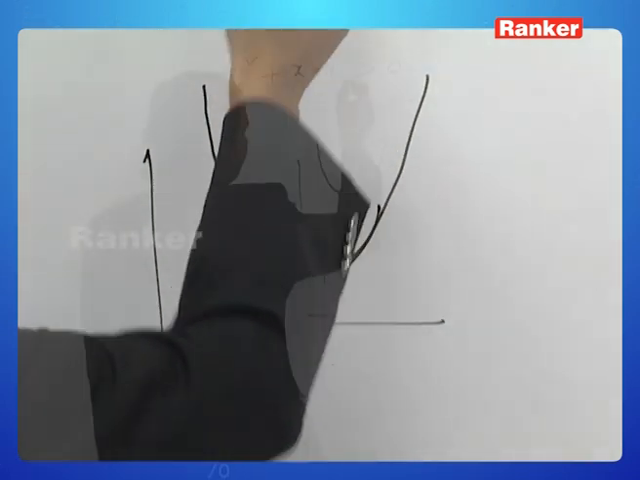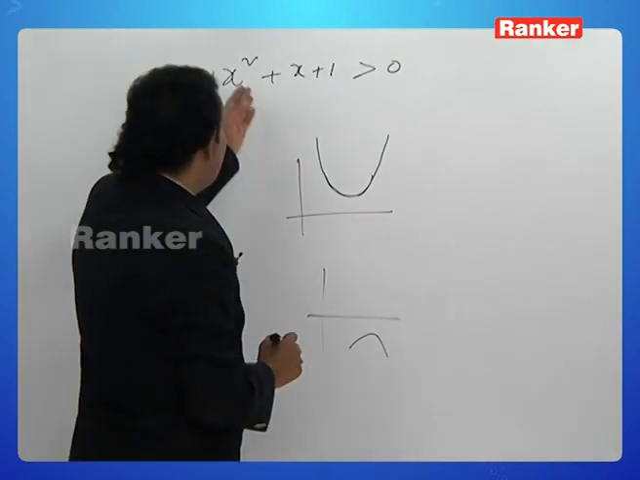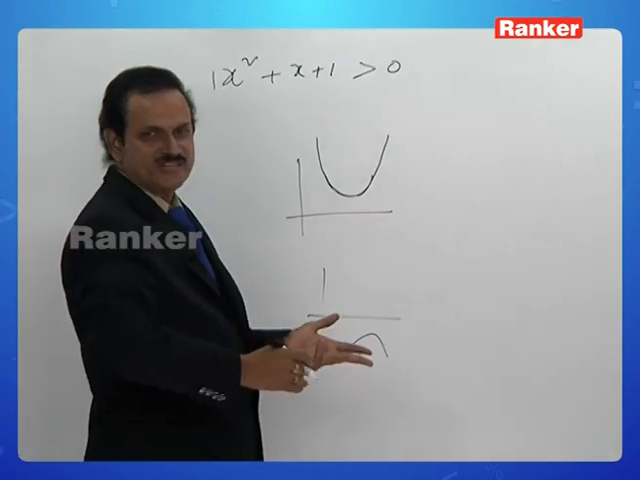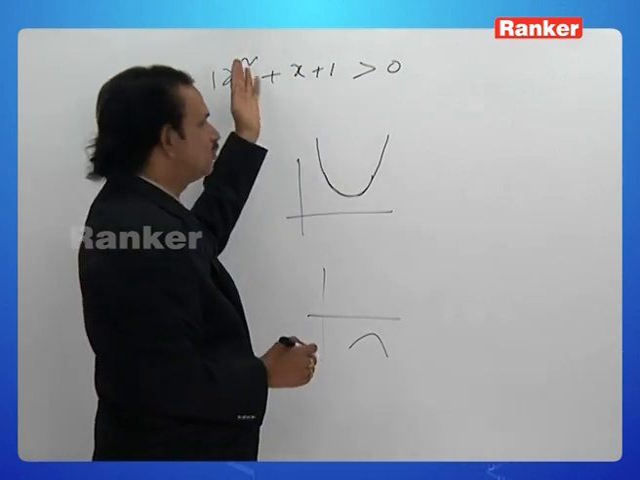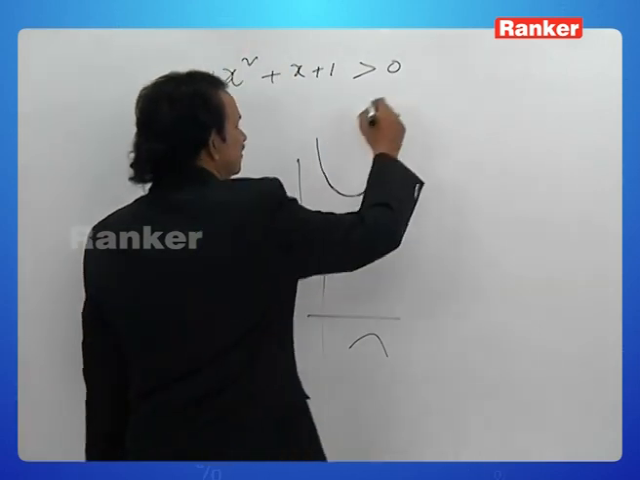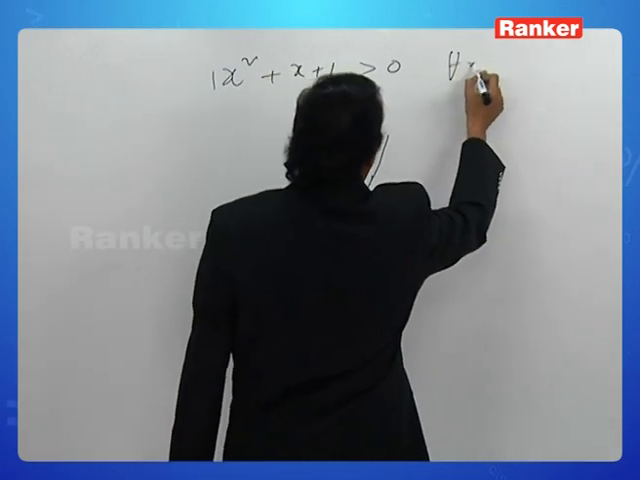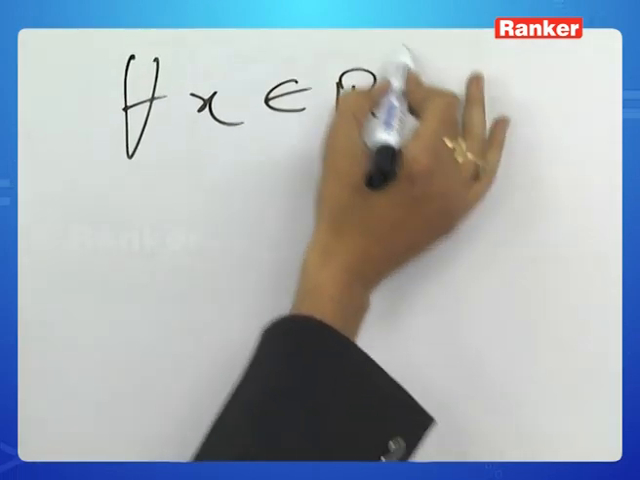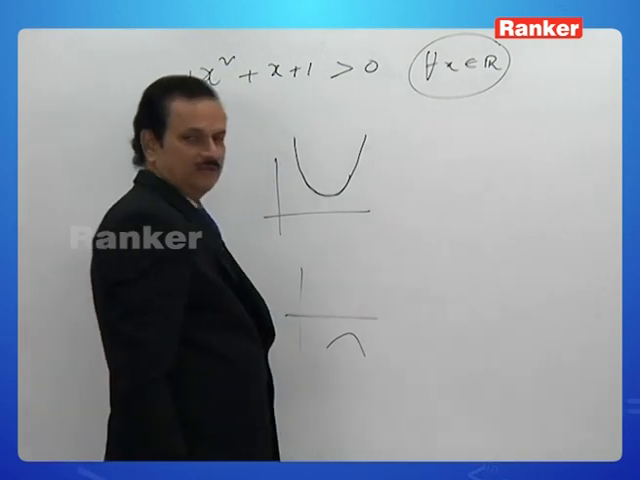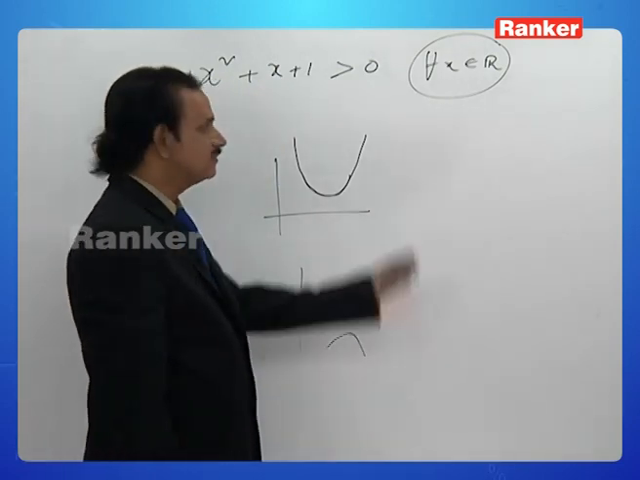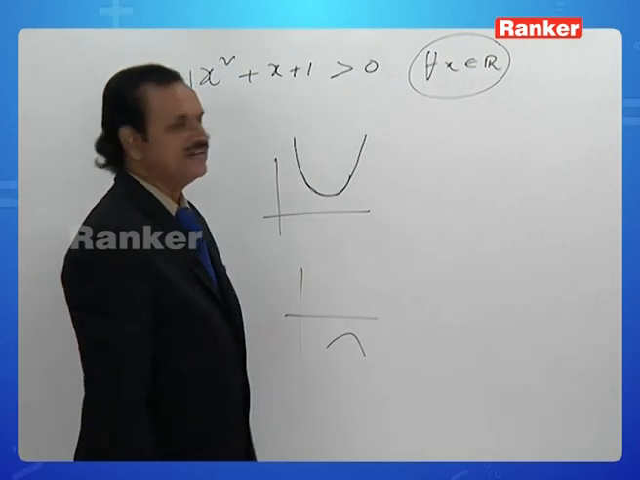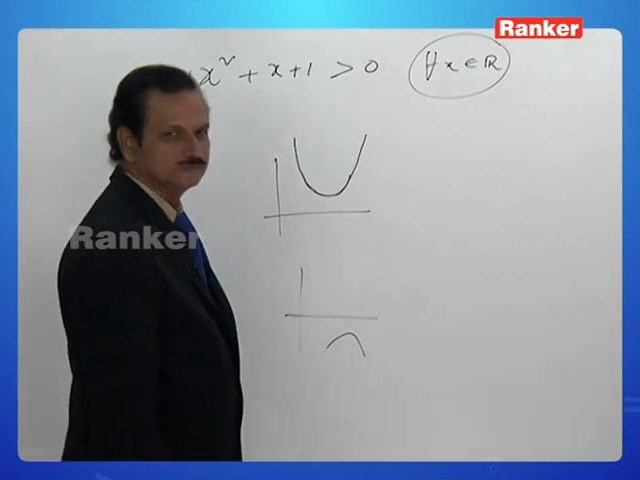This is always greater than 0. So solving this is a mere waste. By birth itself, lifelong it is positive. Therefore this is true for all x belongs to R. So if at all you are asked to solve this one, the answer is x belongs to R. For any real value it is true.